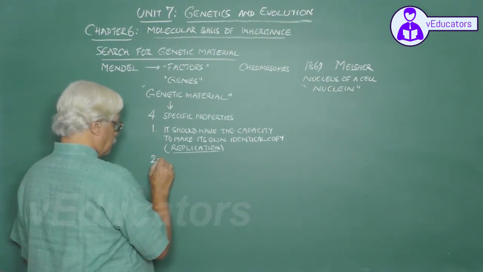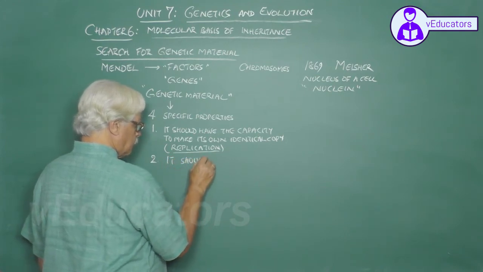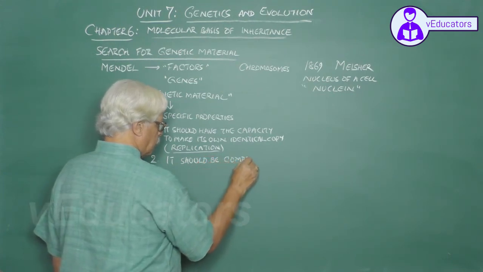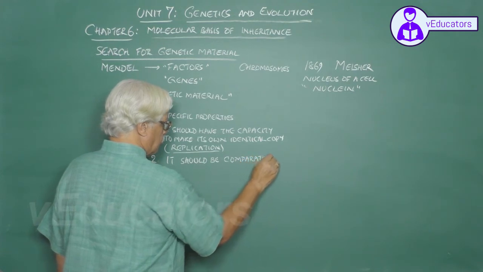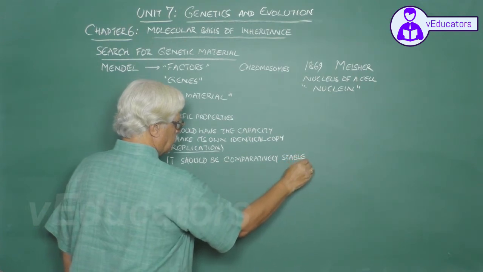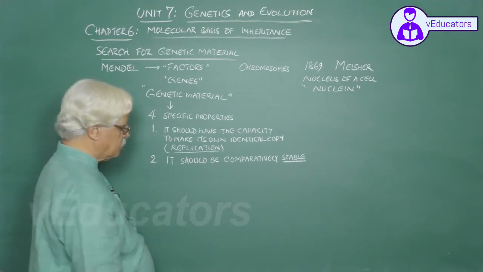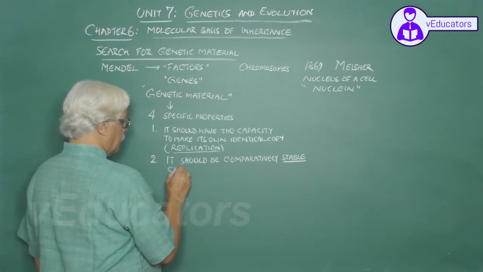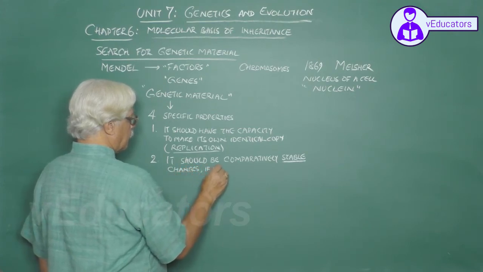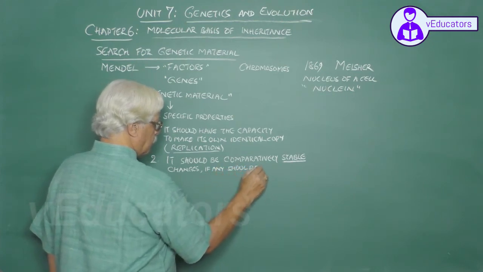Number 2, this chemical substance should be comparatively stable. It should not undergo very frequent changes. Changes, if any, should be very, very rare.